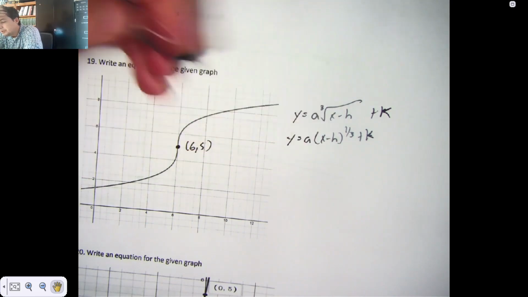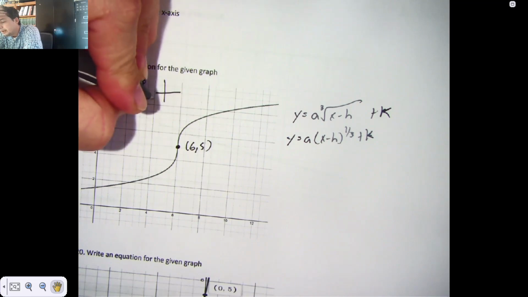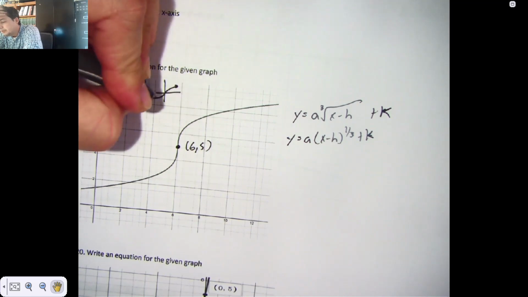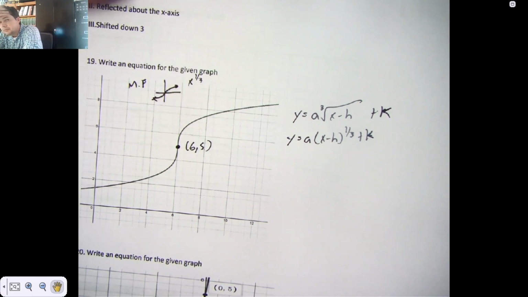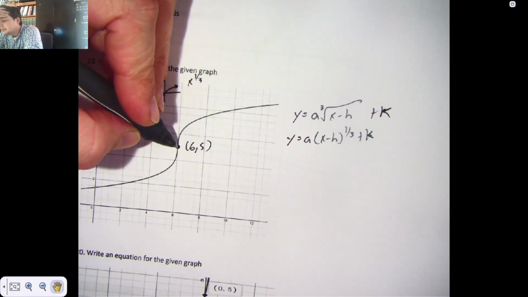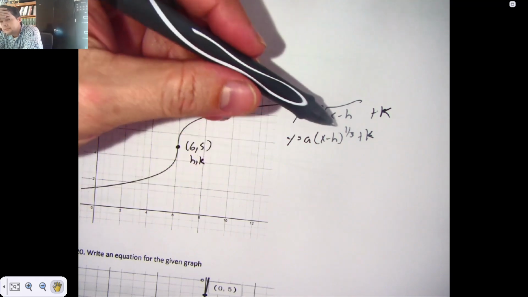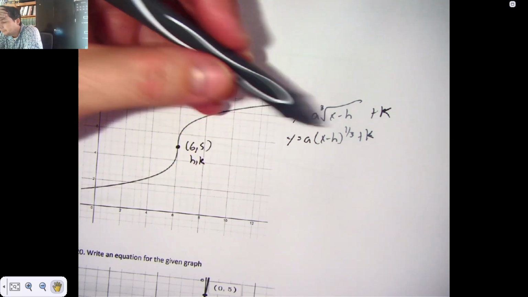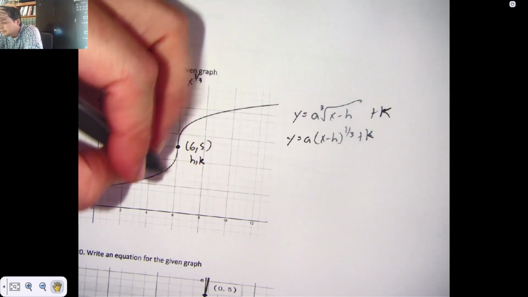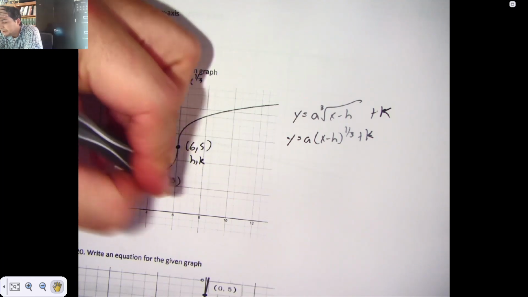Now, why did I know this was a cubic root function? It's a very good point, because I know mother functions, and I know that that is what x to the 1/3 power looks like. That's what she looks like. This is a child of that mother. Another point that exists on the graph, before I get to that, 6,5 gives you the h and k in these forms. Okay? Another point that exists appears to be right here, and it is 5, 3.